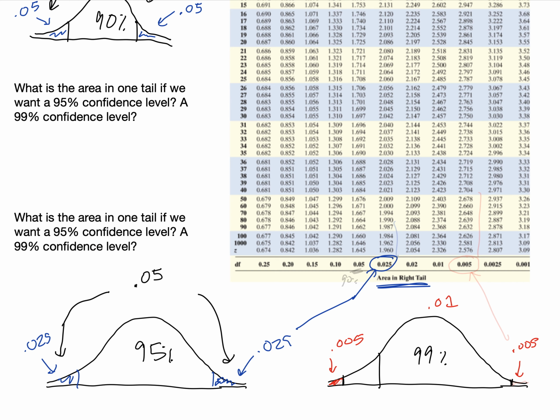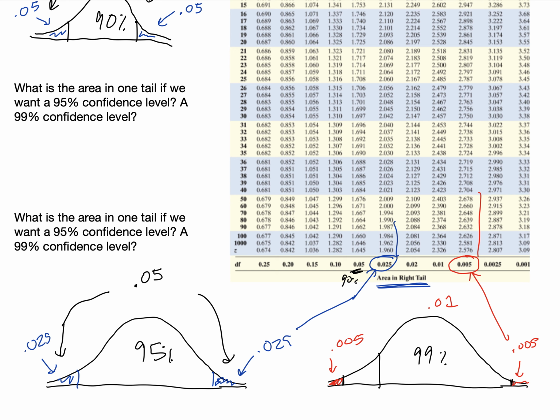0.005, half of 0.01. So we have half of the remaining area in each tail. So 0.005 is the area in the right tail in that case. And so we would be using this column if it was a 99% confidence level, and we would be using this column if it was a 95% confidence level, and we would be using, as we saw earlier, this column if it was a 90% confidence level.